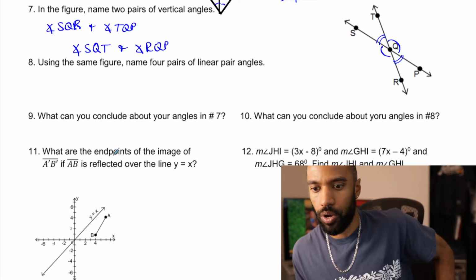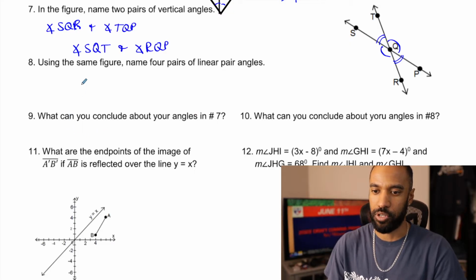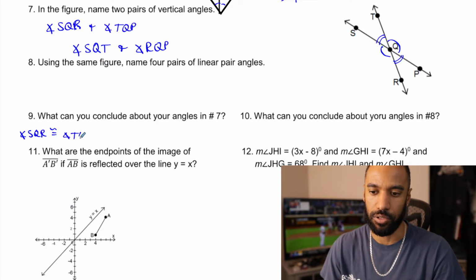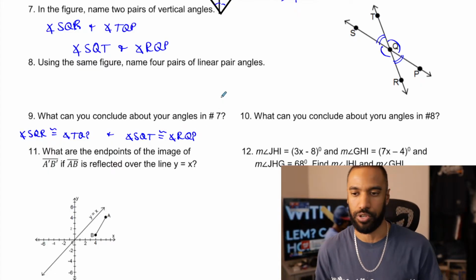Now, what's true? Oh, hang on. They're going to tell right here. What can you conclude about your angles in number 7? The angle pairs, at least. Vertical angles are congruent to each other. Angle SQR is congruent to angle TQP. And angle SQT is congruent to angle RQP. So they're congruent. Vertical angles are congruent.